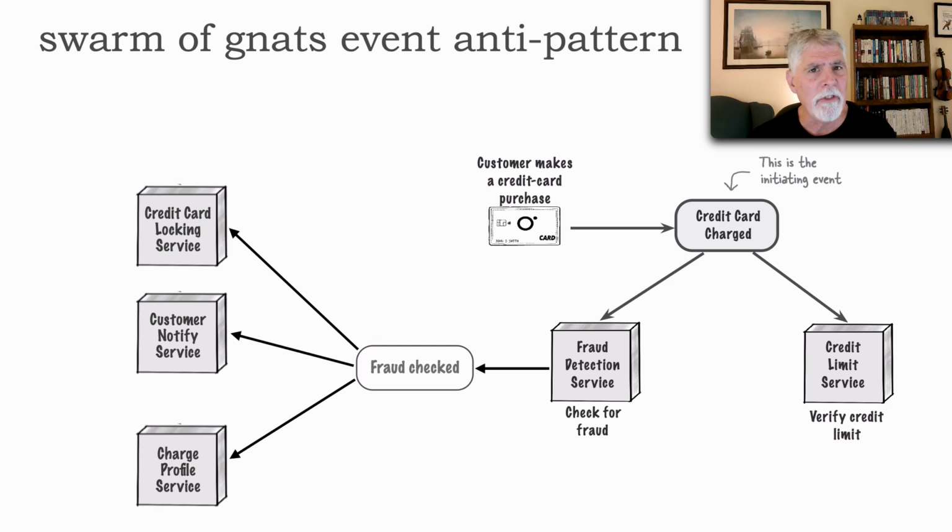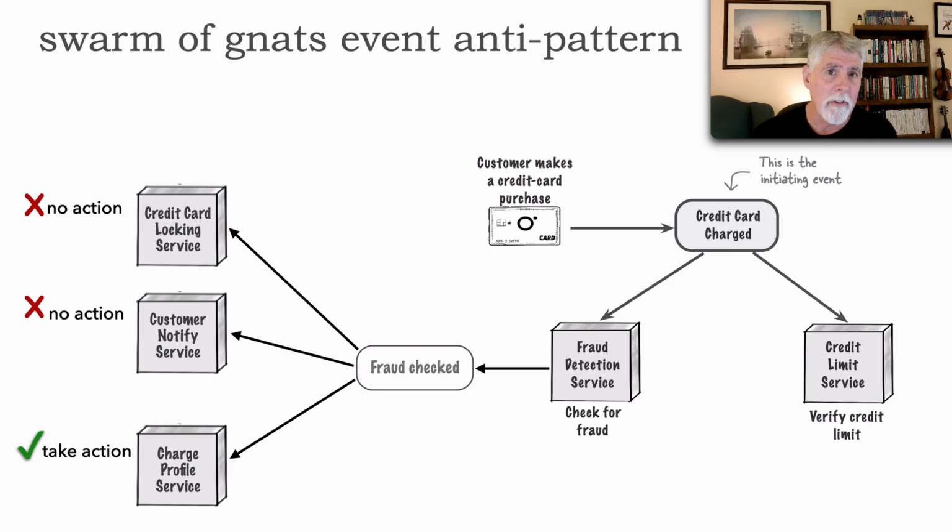Now, the problem with only sending one event is the fact that the credit card locking service must respond to that single event and analyze the payload and decide whether to take action or not. In this case, there was no fraud, so the credit card service unnecessarily is doing all this parsing of the payload, analyzing and saying, nope, I don't need to take action. The customer notify service also must respond to this event because it might have been fraud. In this case, it wasn't, but it has to interrogate that payload of the event and say, nope, no action. But the charge profile service does take action because no fraud was detected.